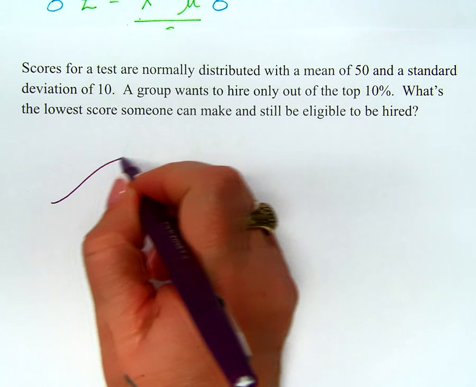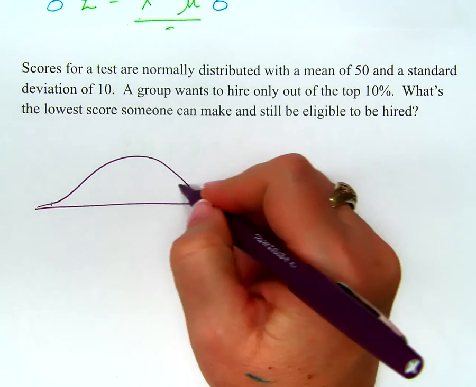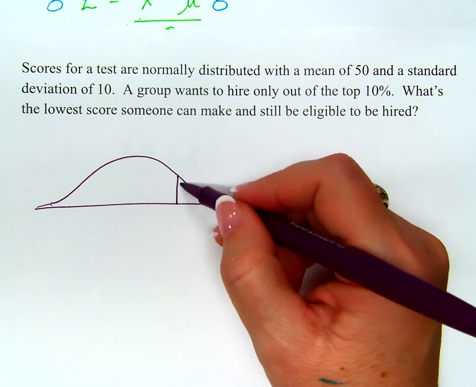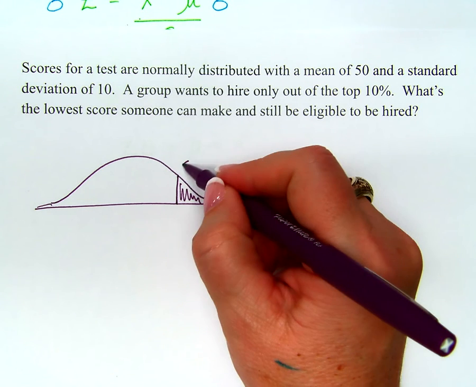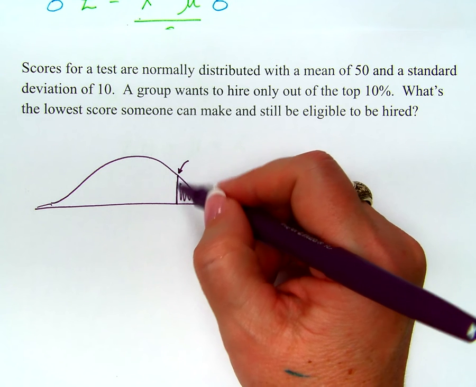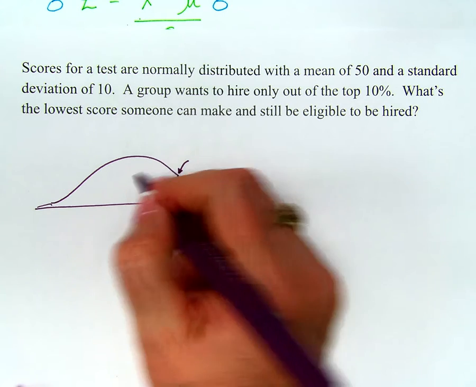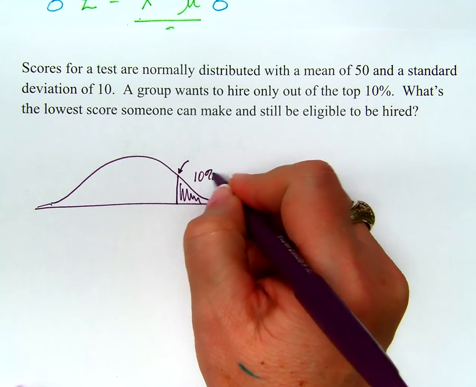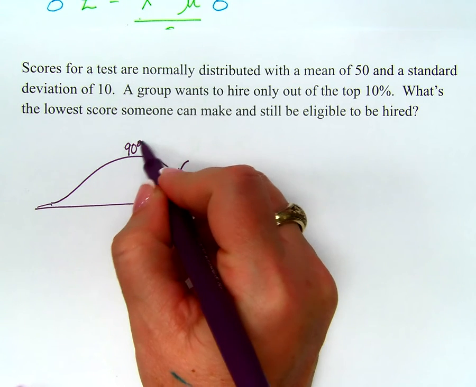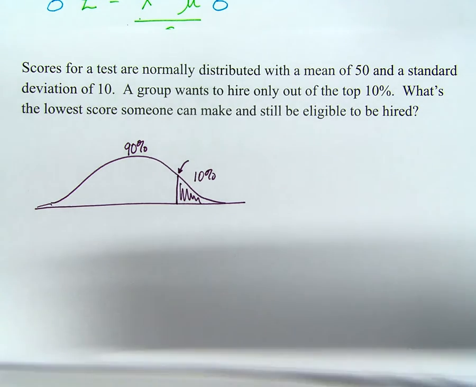So on my picture, I need the top 10%, right? This is what I need over here. But I'm trying to find the lowest score, almost like the edge of this, right? What's the lowest score that someone can make and still be hired? So if this is 10%, what is this over here? 90%. So what am I actually looking for on my standard normal distribution table?